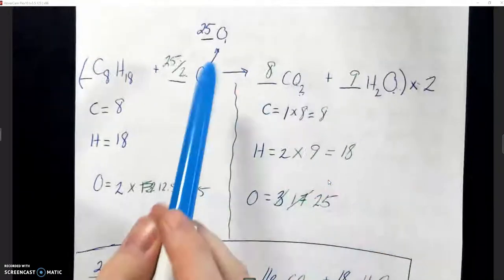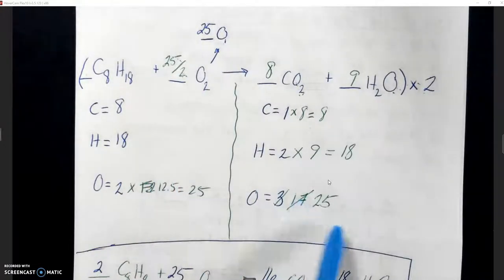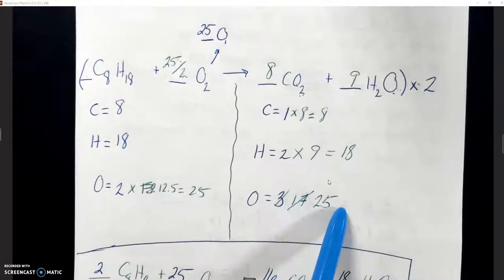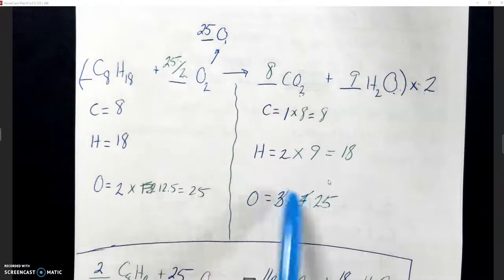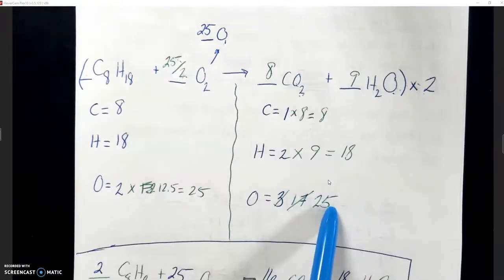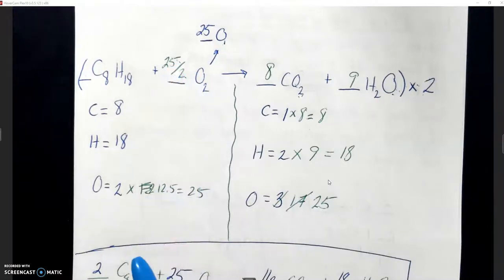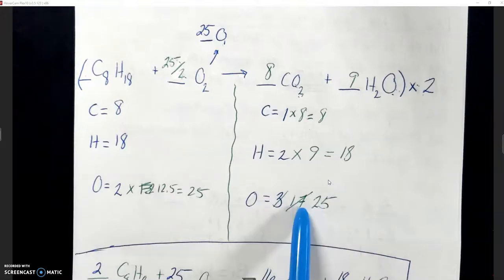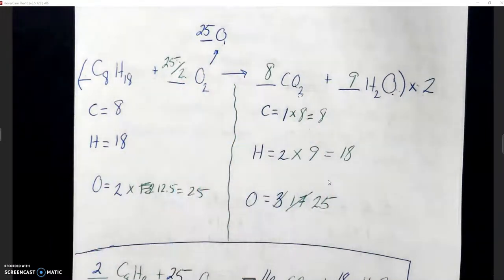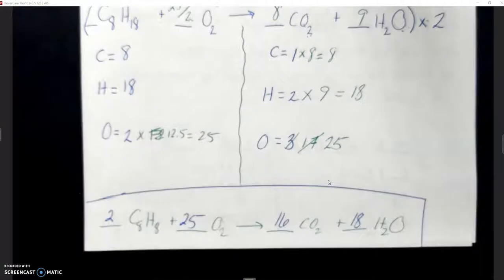Using the half coefficient like this is very useful when you have an odd number of oxygens. Otherwise, you really wouldn't need to do this method. If this turned out to be something like 26, then it would have been very easy to just throw a 13 in front. But whenever the oxygens are odd, then doing this half reaction helps out tremendously with balancing. Okay? That is the end of part 2.